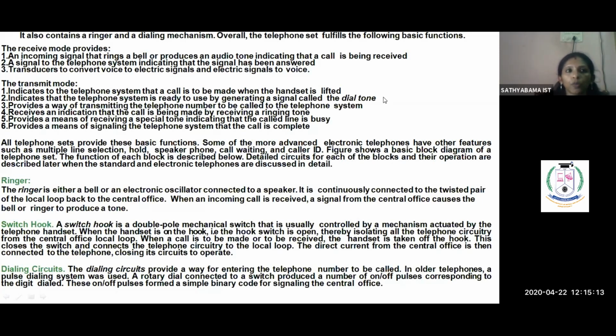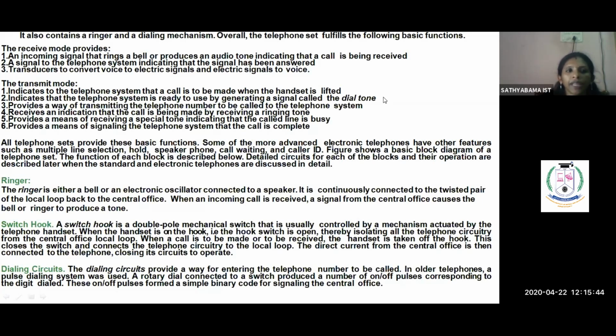The receiver mode provides an incoming signal that rings a bell or produces an audio tone indicating that a call is being received, and a signal to the telephone system indicating that the call has been answered. The transducer is used to convert a voice signal, a non-electrical quantity, to an electrical quantity. That is the main job of a transducer.